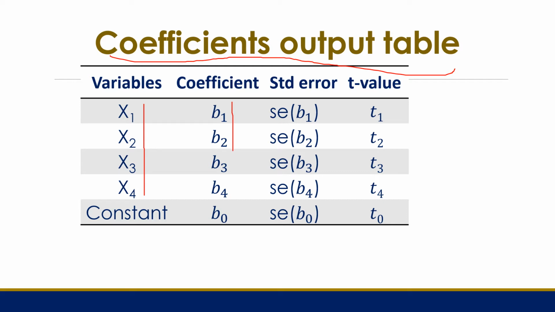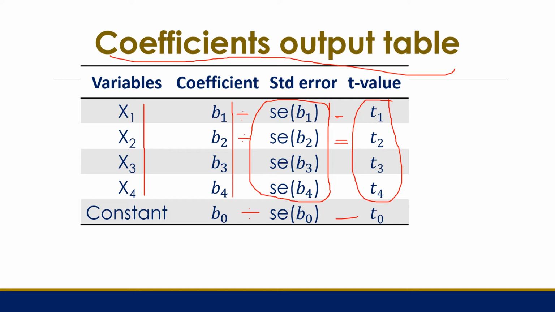Then here, this column shows you the estimates of your coefficient. You remember you saw this a little bit earlier. And then here, you have got the standard errors. And then you've got the t-values here. If you divide the estimates by their standard errors, you get the t-values. So if you divide this by this, you get the t-value. Divide this by this, you get the t-value.